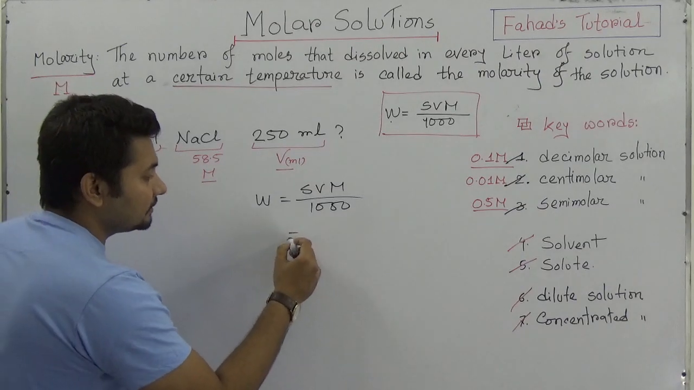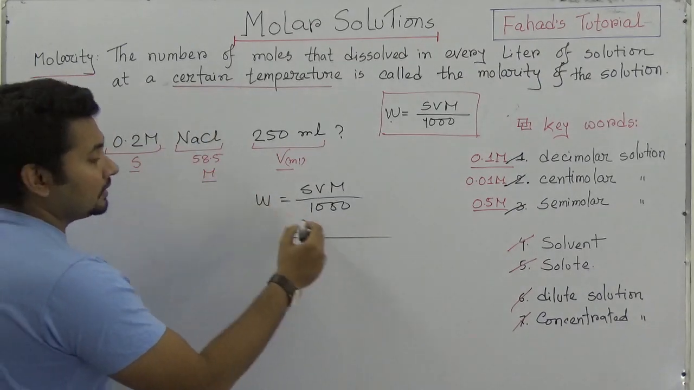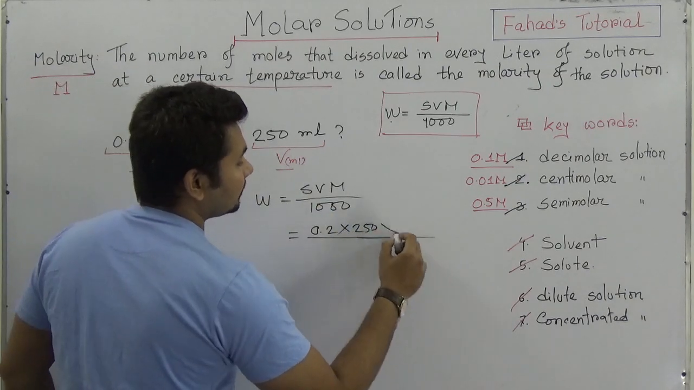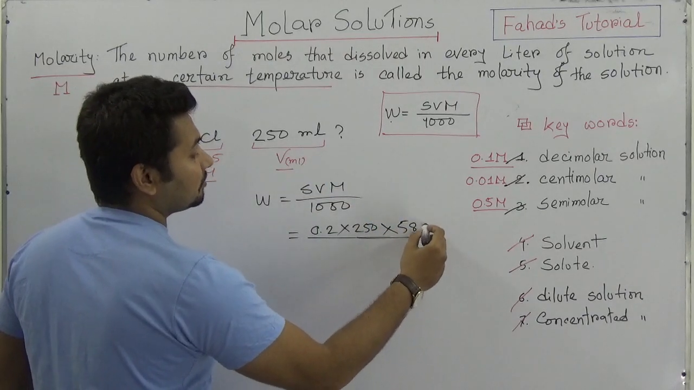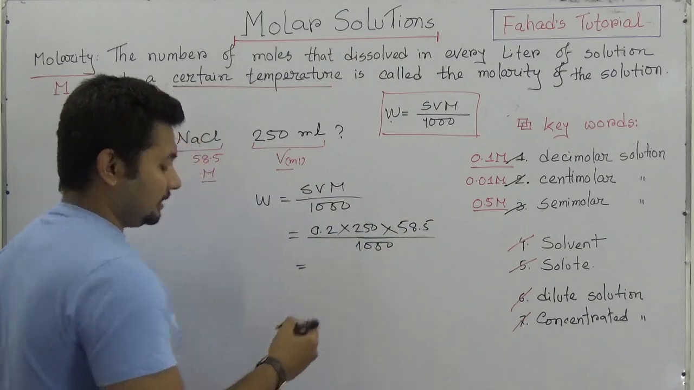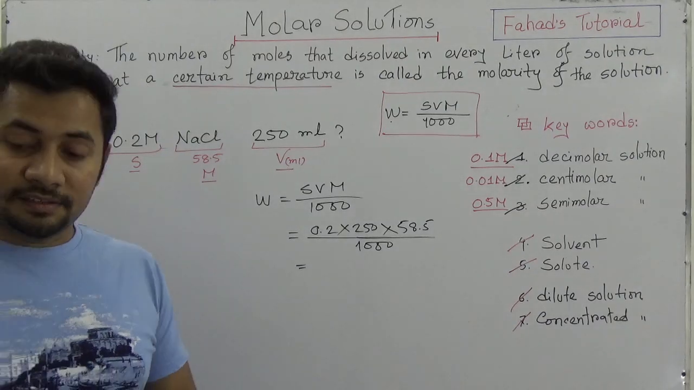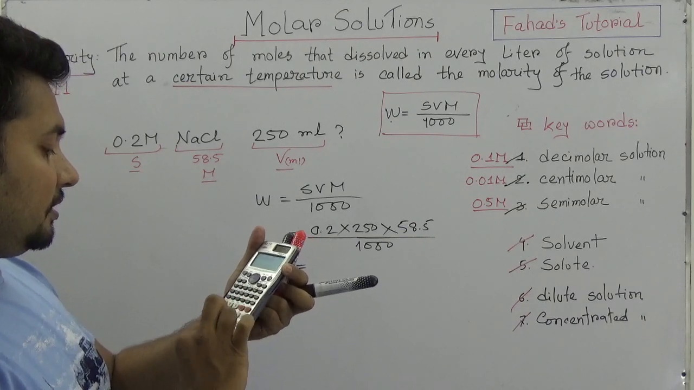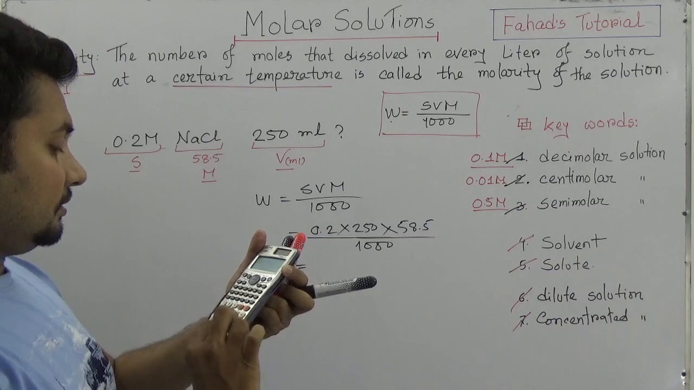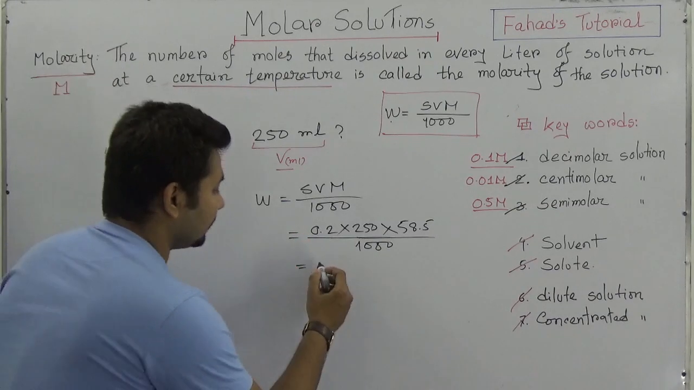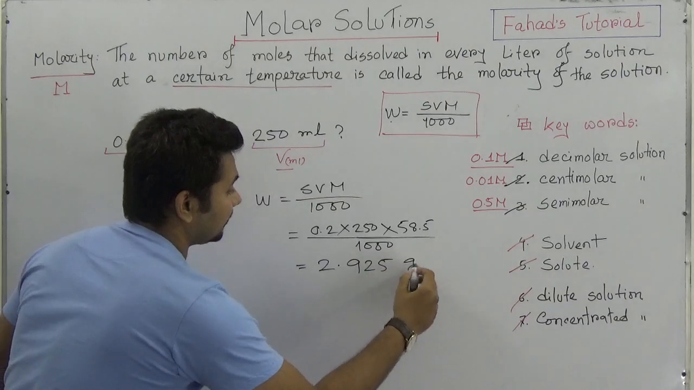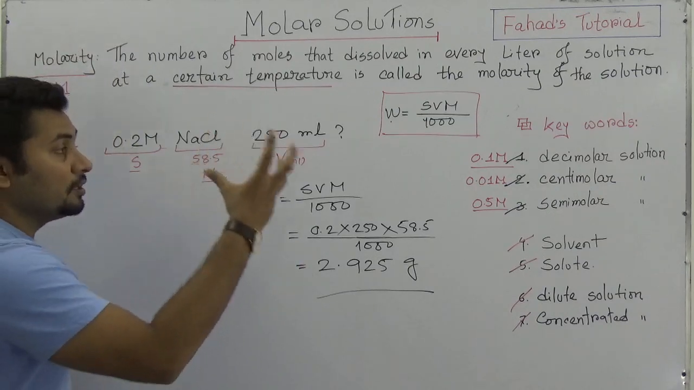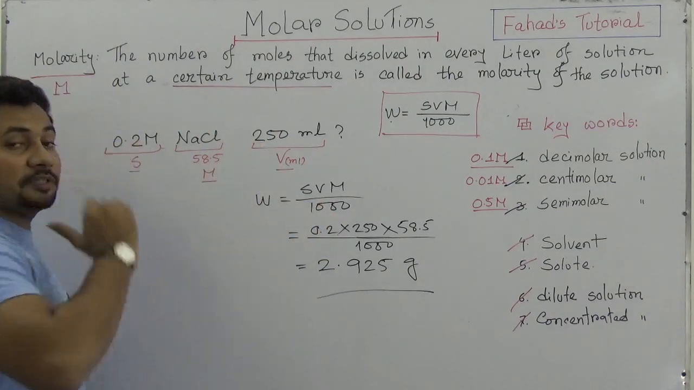S is 0.2, V is 250, and M is 58.5, divided by 1000. So 0.2 times 250 times 58.5 divided by 1000 gives 2.925 gram. 2.925 gram sodium chloride will be required to prepare 0.2 molar solution in a volumetric flask of 250 ml.